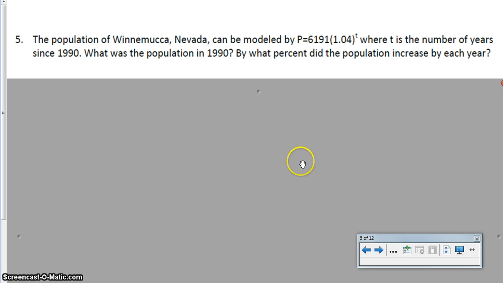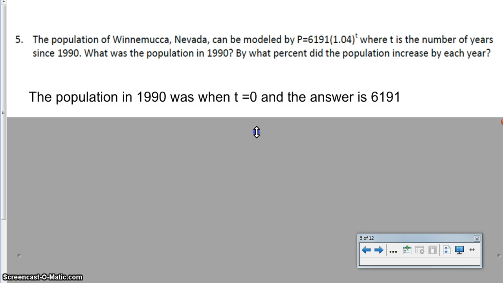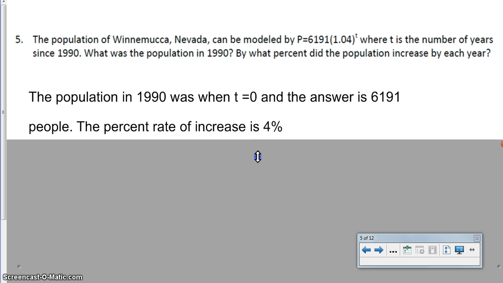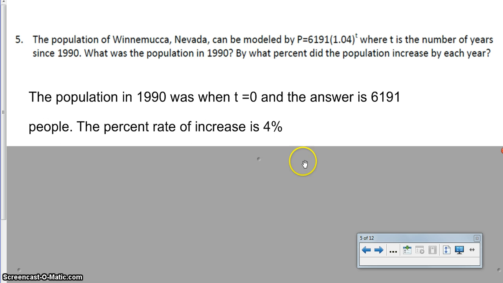Hopefully you knew that the population in 1990 was 6191. That's where time would be equal to 0. And the percent rate of increase is 4%. Notice that we wrote it as a percent and not as a decimal.